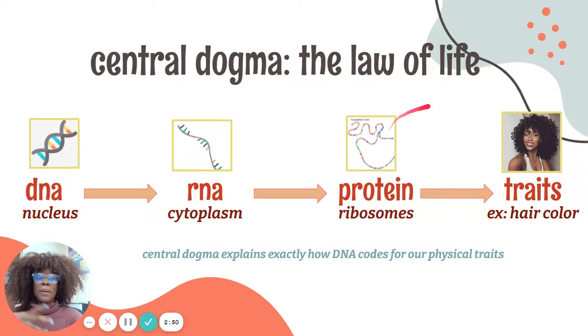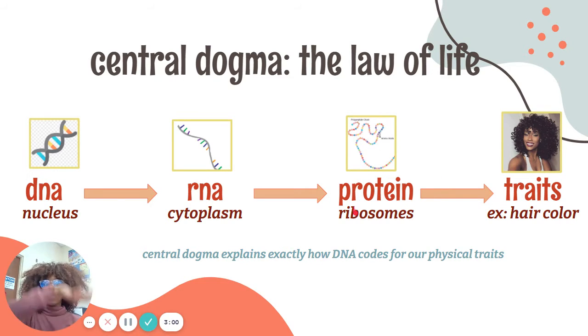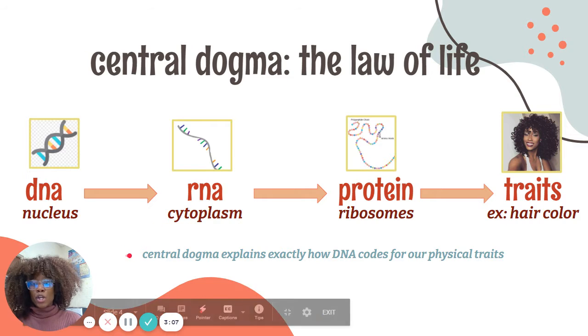They may produce a pigment that makes your hair color brown. They may produce something that makes your bones grow really long so you're tall. So proteins do cellular jobs. Those cellular jobs are essentially what gives us our traits, our differences from person to person, animal to animal, bacteria to bacteria, whatever. So central dogma is the thing that explains exactly how DNA codes for our physical traits.